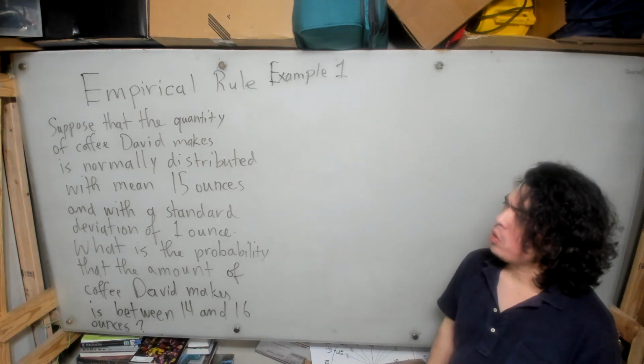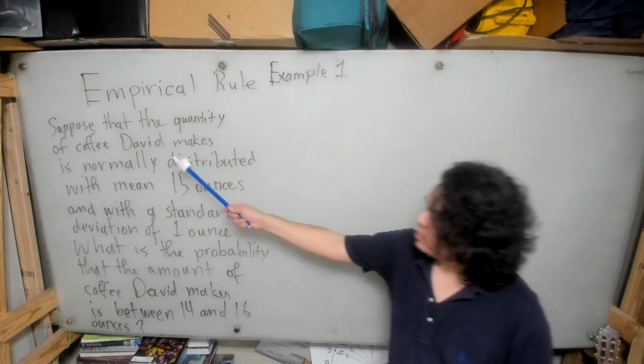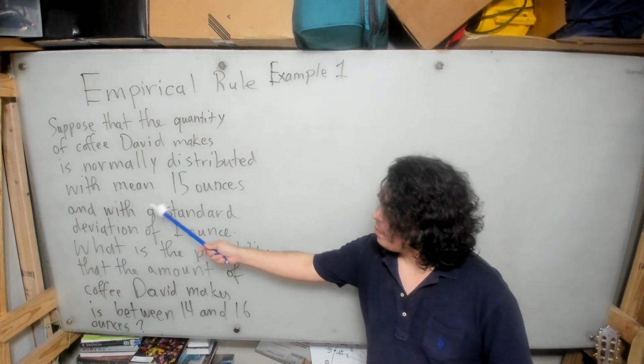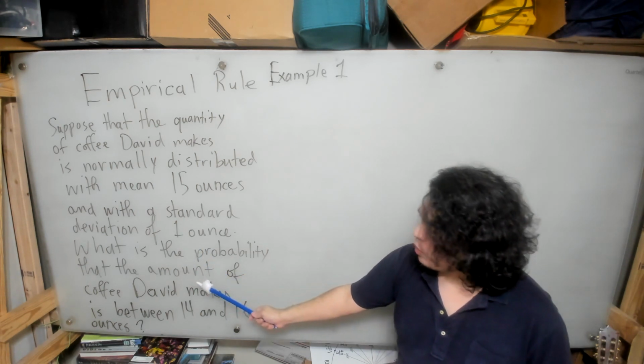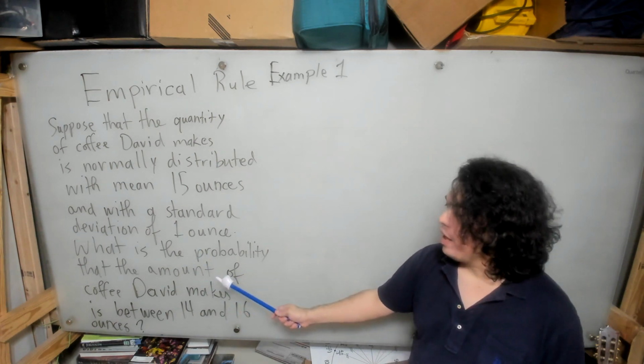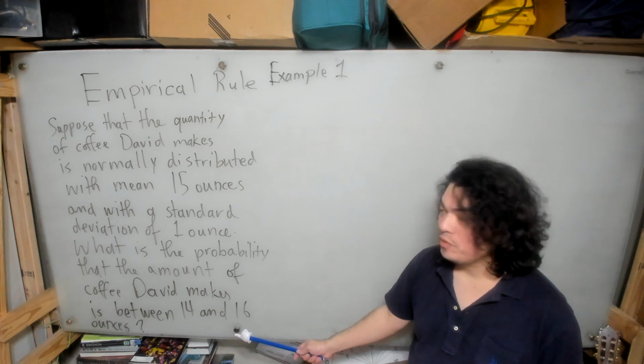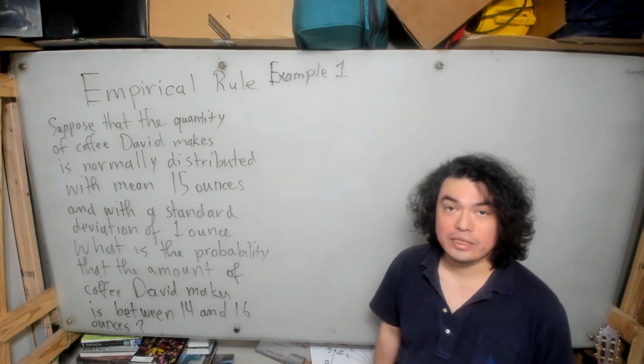So suppose that the quantity of coffee David makes is normally distributed with mean 15 ounces and with a standard deviation of 1 ounce. What is the probability that the amount of coffee David makes is between 14 and 16 ounces?